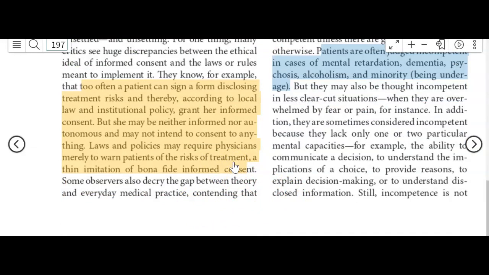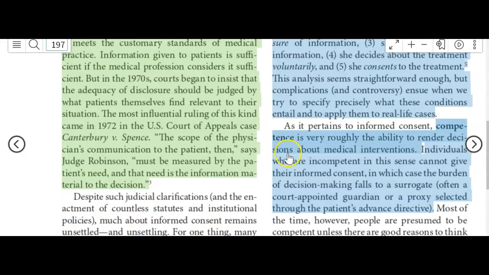One of the things they're worried about is patients are shoved a form, here, sign this. So too often a patient can sign a form disclosing treatment risks and thereby, according to local law and institutional policy, grant her informed consent. But the truth is they might not be informed or autonomous or have consented to anything, because just because you shove a piece of paper in a patient's face and say sign it, when they sign it, that doesn't mean they understood. It has to be a legitimate informed consent.